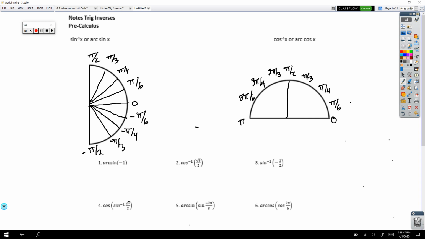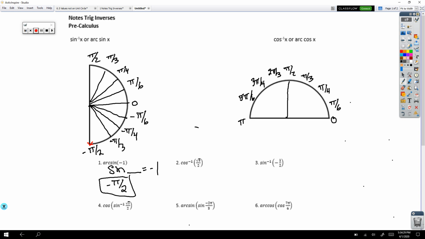Number 1 asks me to find the arc sine of -1. So, what I want to ask myself here is, sine of what angle measure is going to give me -1 as my y value, right? Sine is y. So that would put me at the bottom of my unit circle. That would put me right here, right? -1. So the angle measure that would give me a sine value of -1 would be the radian measure negative pi over 2. And that is your answer.